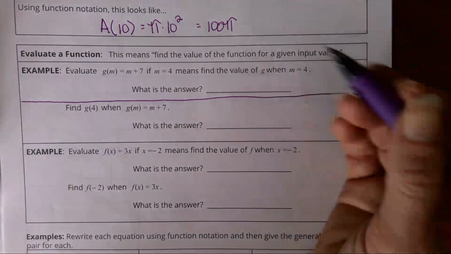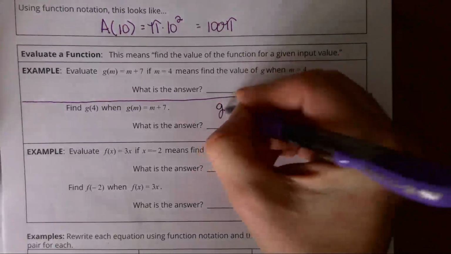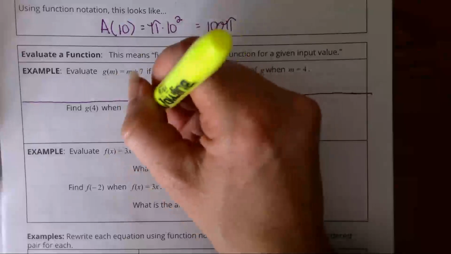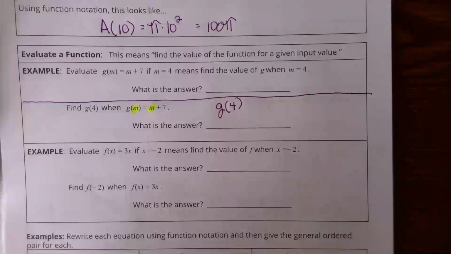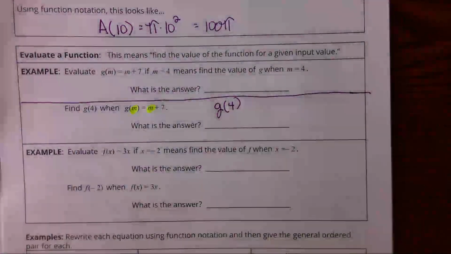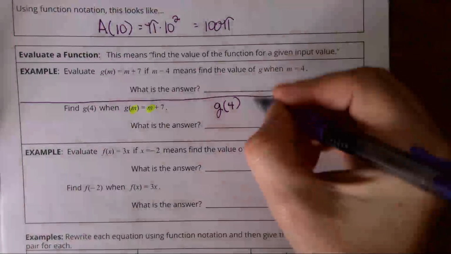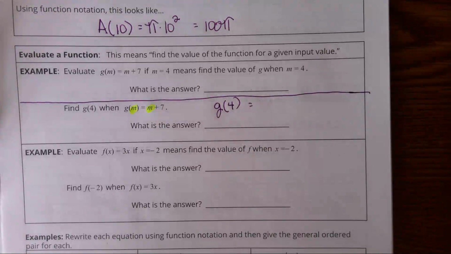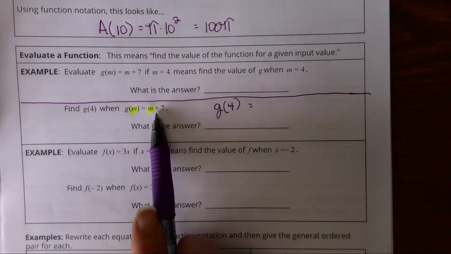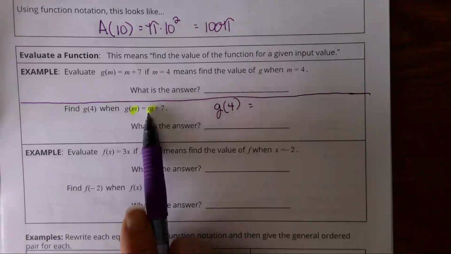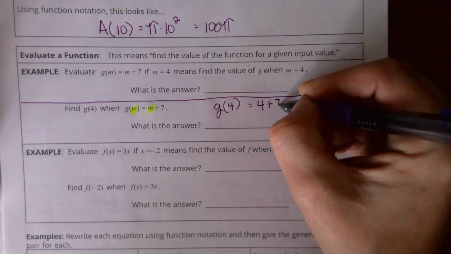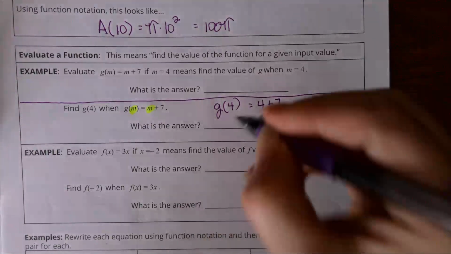What does that mean to do? Well, let's rewrite it. So what I have is the variable is m, and I'm saying g of m is m plus 7. Can you rewrite that statement with g of 4? What do you think g of 4 means to do? Ashton? Does that say multiply though? Okay, so instead of m plus 7, we're going to write 4 plus 7. What is 4 plus 7? 11.